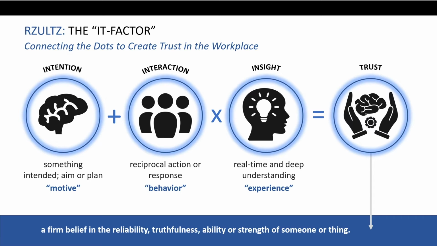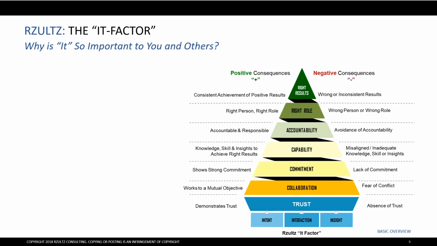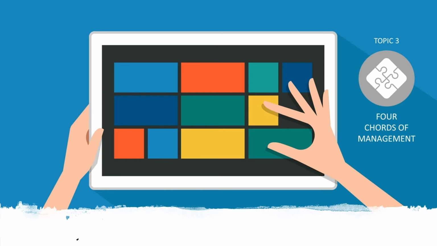The results IT factor is the basis of all positive and healthy relationships between people, teams, and organizations. And as you remember, the IT factor is the foundation for the performance pyramid. When the foundation is solid, it forms the basis for positive results. Conversely, a poor or neglected foundation can result in negative consequences. In this learning segment, Topic 3, we introduce you to the 4 chords of people management.